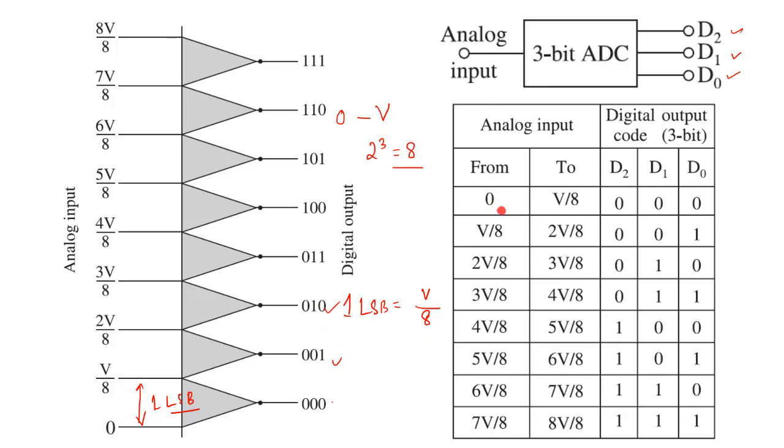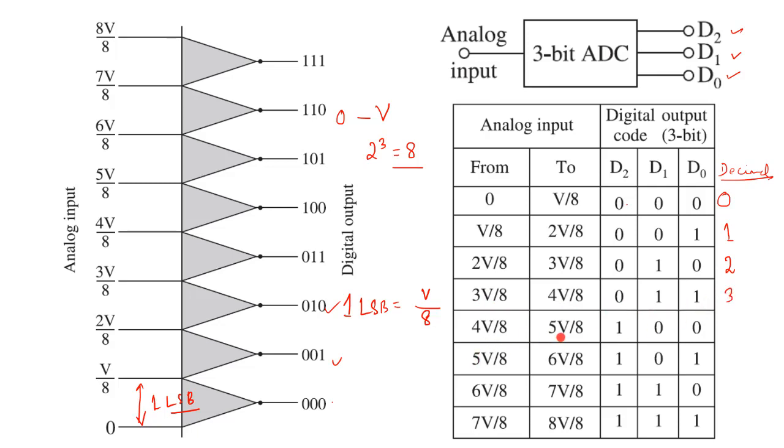So therefore from 0 to V by 8 your digital output will be 0 0 0, that is 0, and from V by 8 to 2V by 8 it is 1, 0 0 1, and from 2V by 8 to 3V by 8 it is 2, 0 1 0. Similarly, these are decimal representations, right. Then from 3V by 8 to 4V by 8 it is 3, it is 0 1 1.